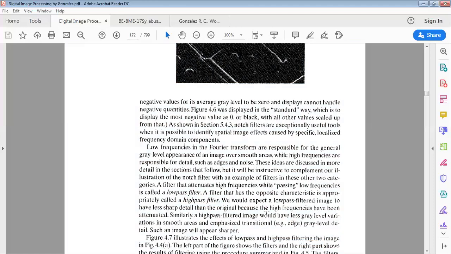So what will a low pass filter do? A low pass filtered image will have less sharp detail than the original because high frequencies have been attenuated. Similarly, a high pass filtered image would have less gray level variation in smooth areas and emphasize gray level detail, so such an image appears sharper. Always remember, a low pass filtered image appears smoother, and high pass filtered images appear sharper.